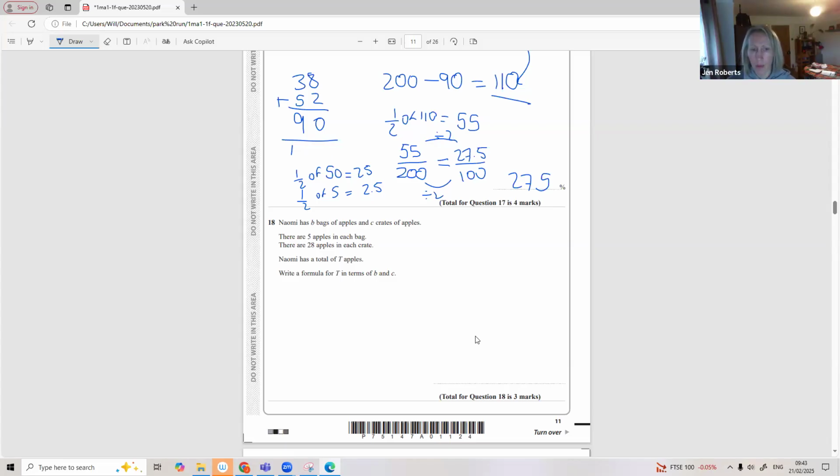So what are you always doing to the number of bags that I give you? You're timing it by 5. So if you've got B bags, to get the total number in all the bags, it's just 5 times B, which is 5B. It's similar with crates. If I said to you, let's say we've got 10 crates, how many apples would that be? 10 times 28 is 280. We don't know how many crates, but we know we're going to have to multiply the number of crates by 28 to get the number of apples, so it'd be 28C. To get the total number of apples, you just add them together. So which is 5B add 28C, but you want it as a formula, so T equals.